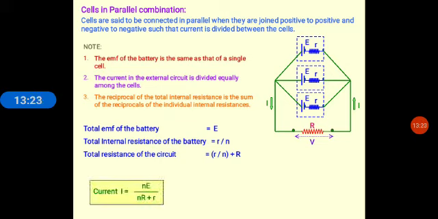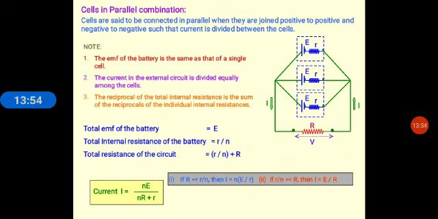The current flowing through the parallel combination of cells is given by the ratio of the product of the total number of identical cells and the EMF of each cell to the total resistance across the combination, that is, nR plus r.